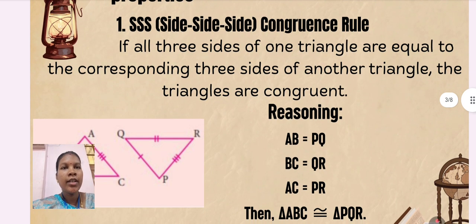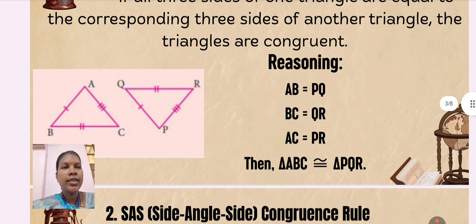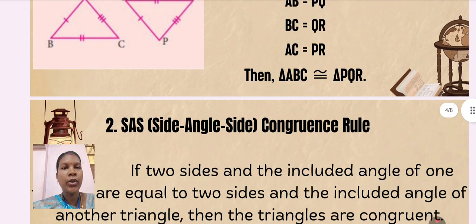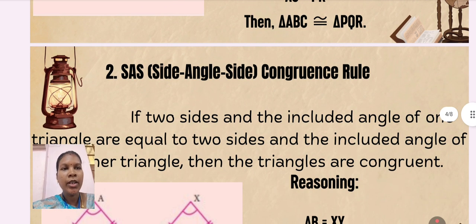Properties: SSS means side, side, side. Congruence rule: if all three sides of one triangle are equal to the corresponding three sides of another triangle, the triangles are congruent. Reason: AB is equal to PQ, BC is equal to QR, AC is equal to PR. Then triangle ABC is congruent to triangle PQR. Then going to second property.